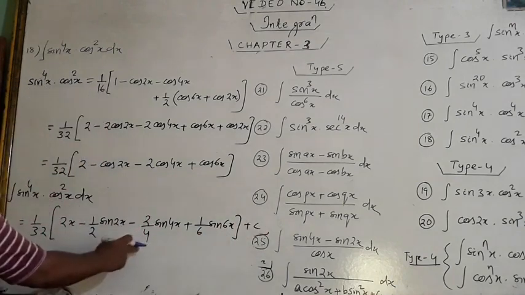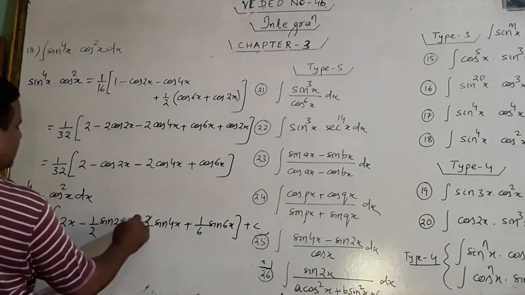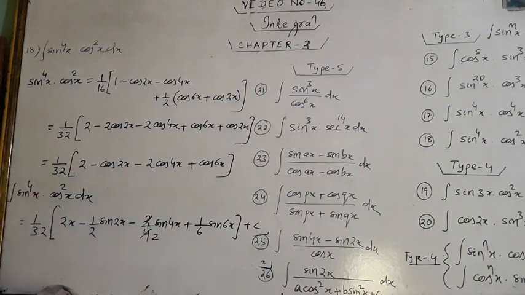So you can cancel this, it becomes half. It is 1 by 2 sin 2x. Okay, this is your answer. Further you can simplify it.